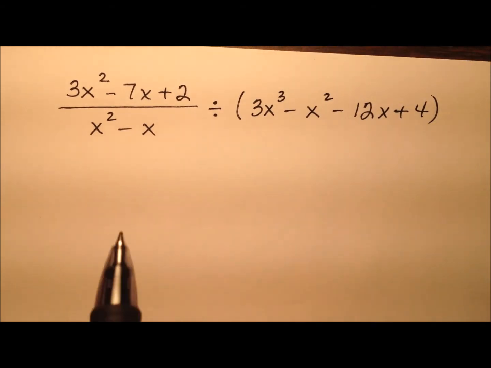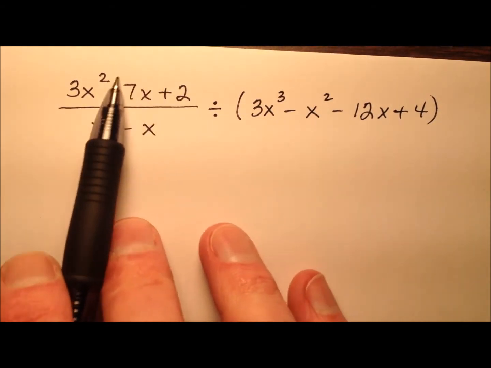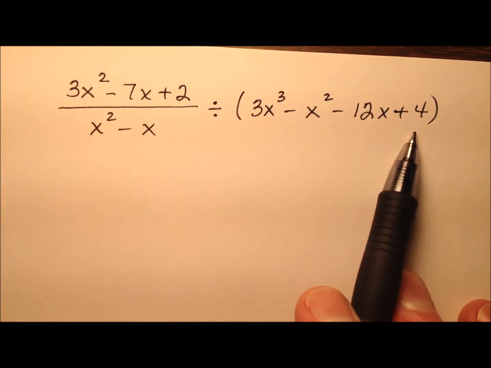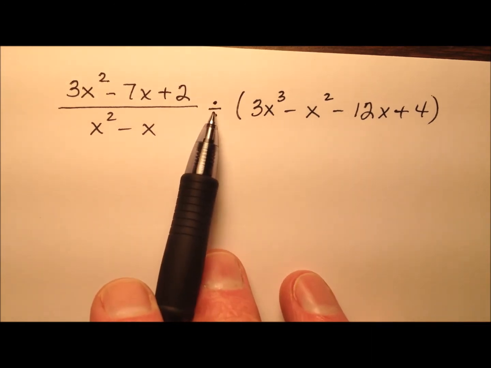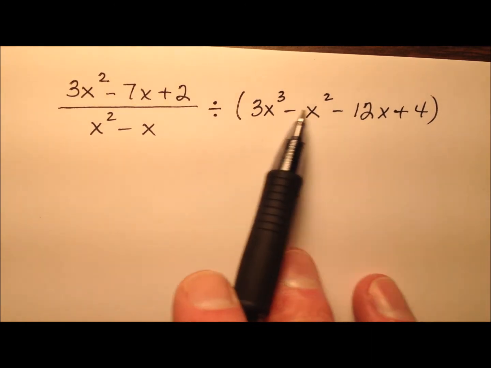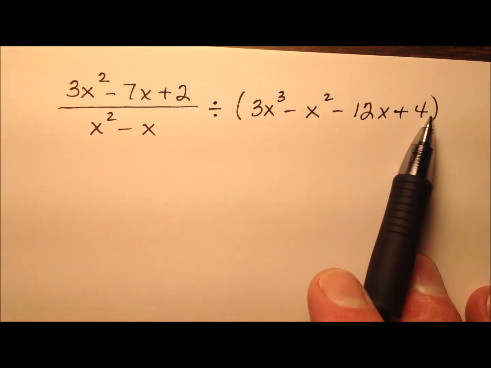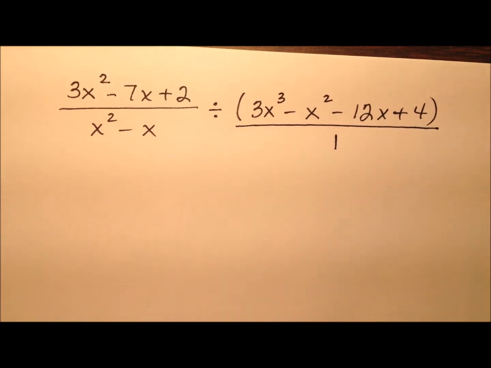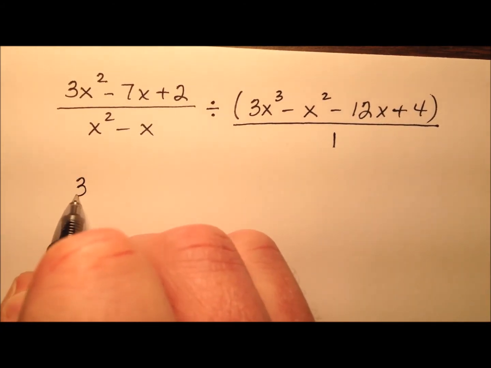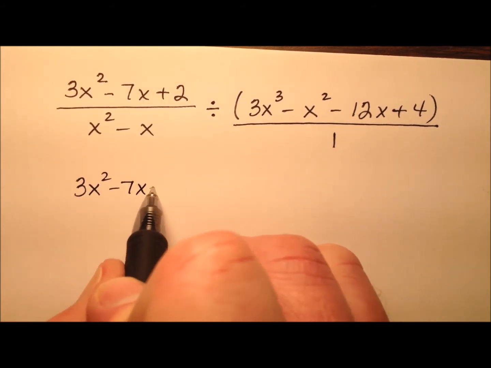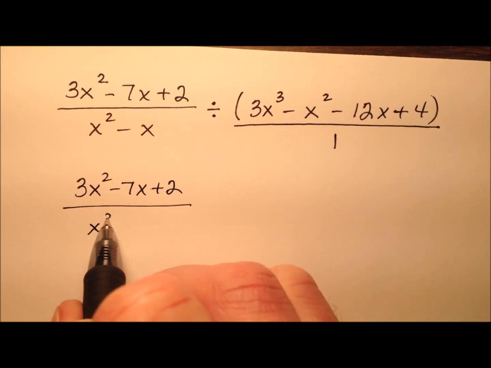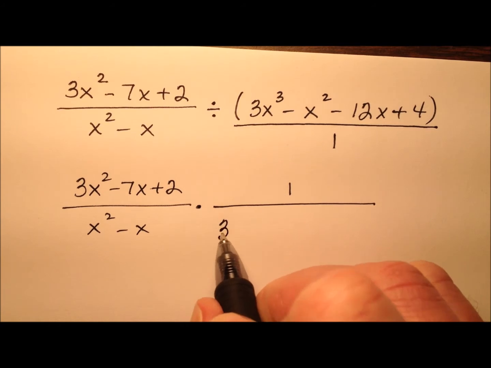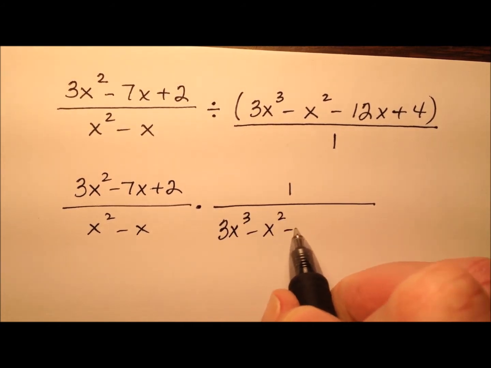In this video, I'm going to work through this problem of taking this rational expression and dividing it by a polynomial. Remember that when we divide, we're going to multiply by the reciprocal. Well, the reciprocal of a polynomial looks like what? If I force this to be a fraction, I can write this over 1. So now, when I rewrite this as a multiplication problem and take the reciprocal, it's 1 over this polynomial.